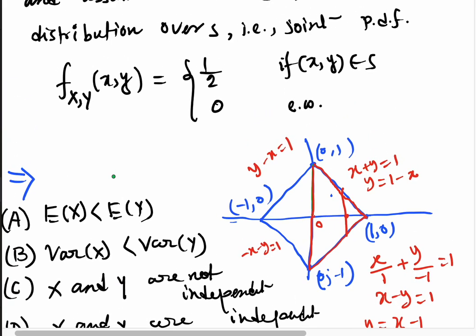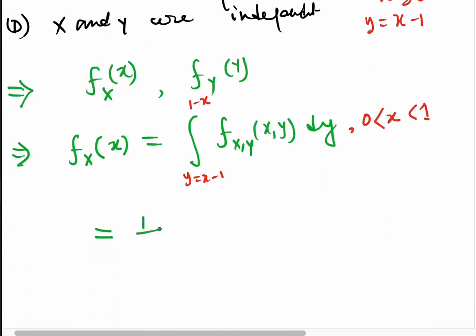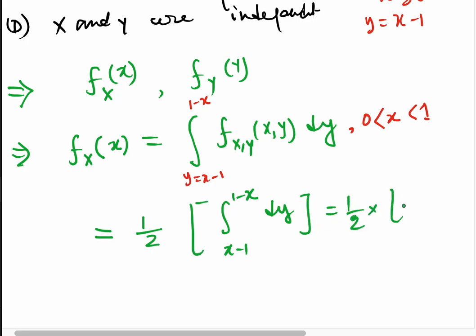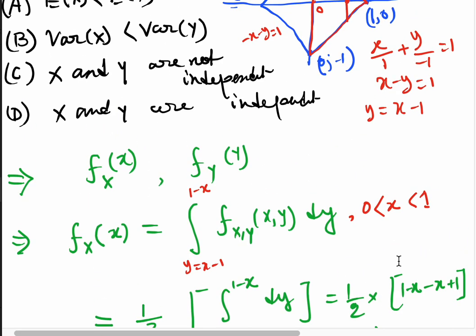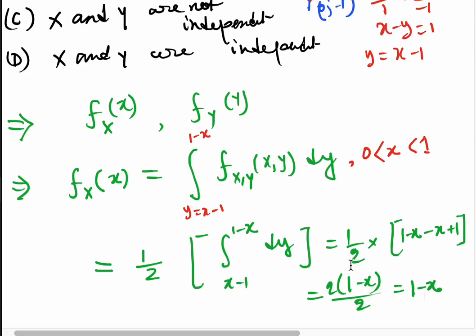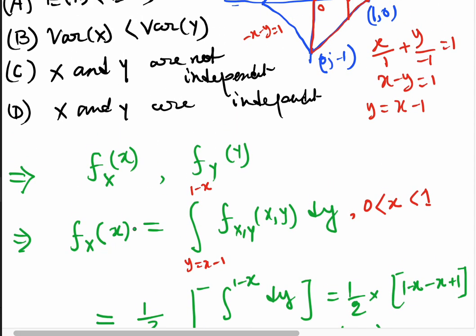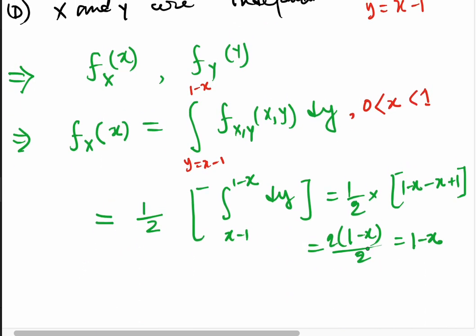f_X(x) is simply the integral of one half dy from x - 1 to 1 - x. So it is half into (1 - x + 1 - x), which is half into 2(1 - x), so this is 1 - x. That's it. The probability density function f_X between 0 and 1 is 1 - x.